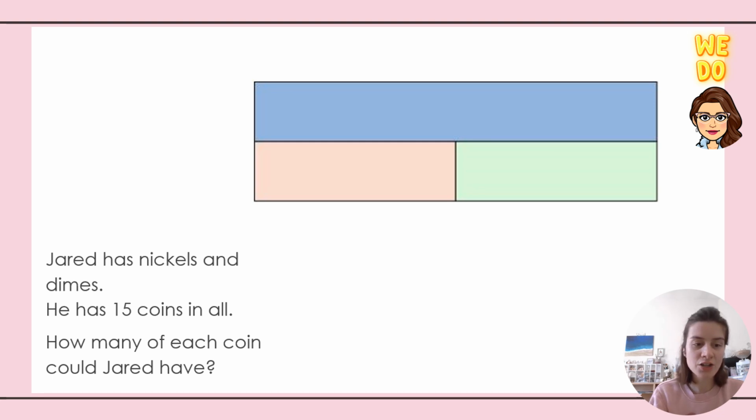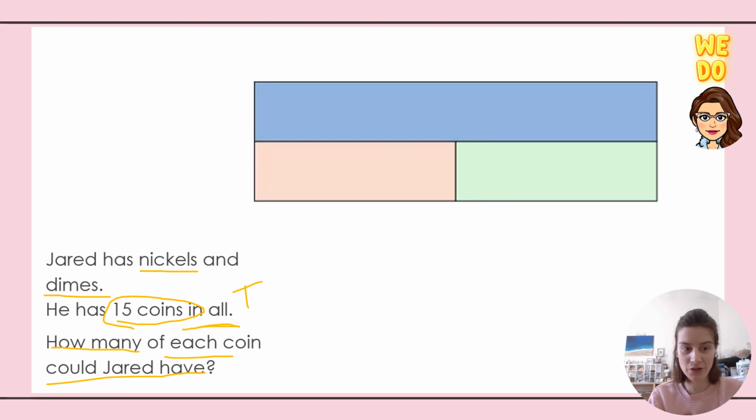Let's underline what we've been given. So Jared has nickels and he has dimes. He has 15 coins in all. I'm underlining in all because that is very important. That is telling me that that's the total. Okay, my question is, how many of each coin could Jared have? That's what I'm trying to figure out. And now that I understand the problem, so what am I looking for? I'm missing both parts here. So I'm trying to find both parts. I've been given my total, and so now I'm ready to move on to step 2, plan it.